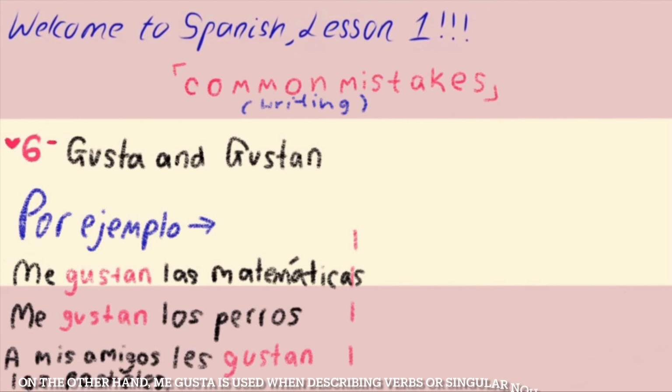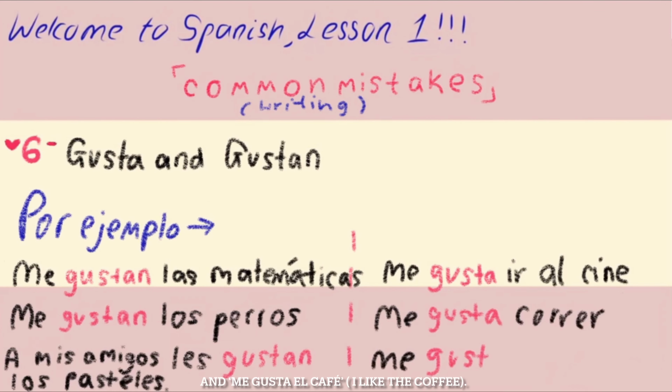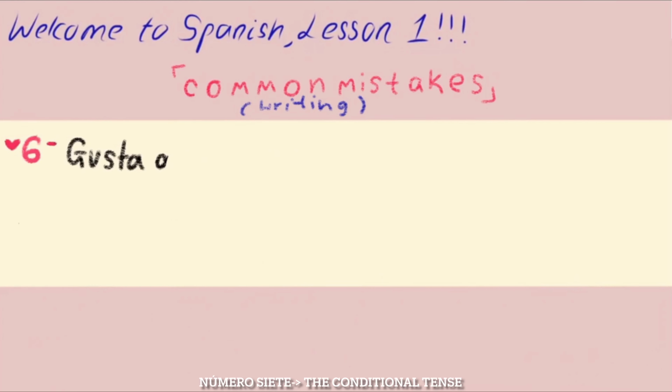On the other hand, me gusta is used when describing verbs or singular nouns. For example, me gusta ir al cine, I like to go to the cinema. Me gusta correr, I like to run. And me gusta el café, I like the coffee. Last but not least, número 7, the conditional tense.